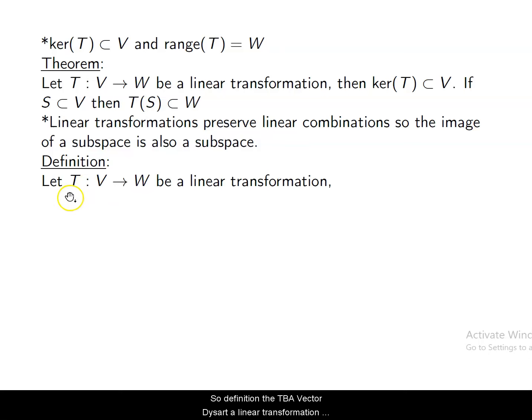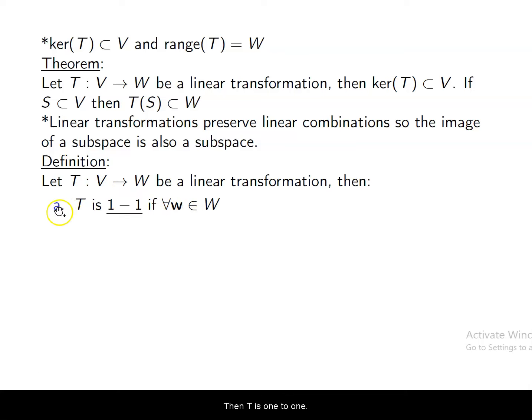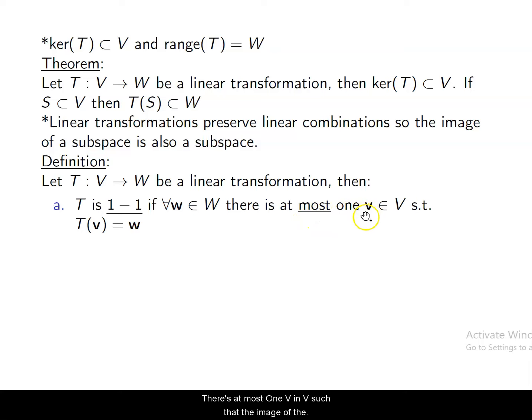Okay. So definition. Let T be a linear transformation from vector space V to vector space W. Then T is one-to-one if for every vector w in W, there's at most one v in V such that the image of v is equal to w.